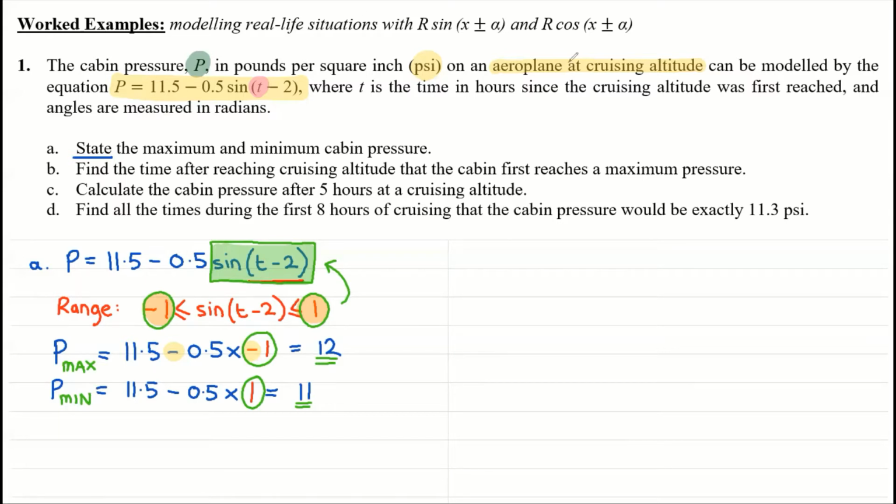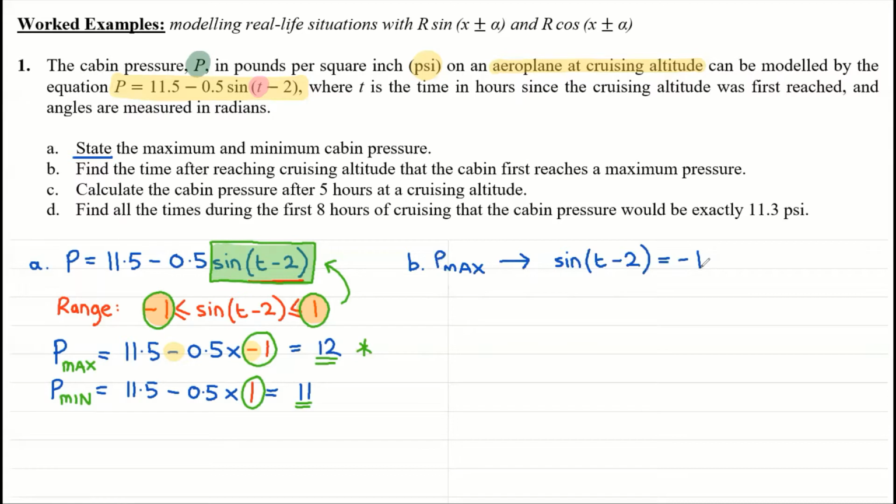So we'll have part B here. So maximum pressure, as we've just found, means that the sine of t subtract 2 equals -1. Remember what we had when we had the maximum pressure? I'm just going to draw your attention to it again. There it is. It was when we subbed in -1 for sine of t minus 2. So that's when we get the maximum pressure.